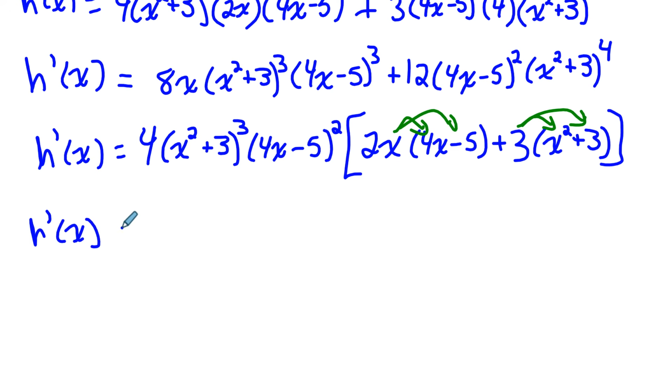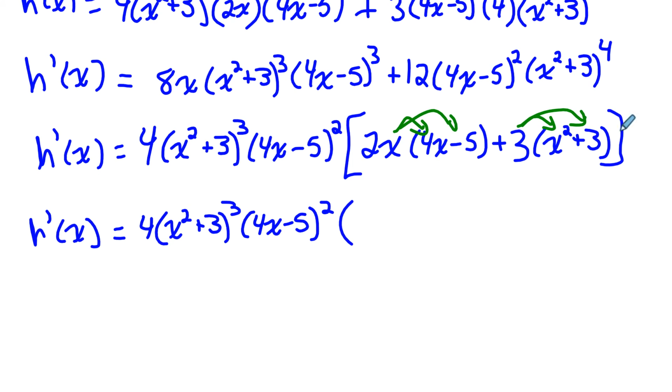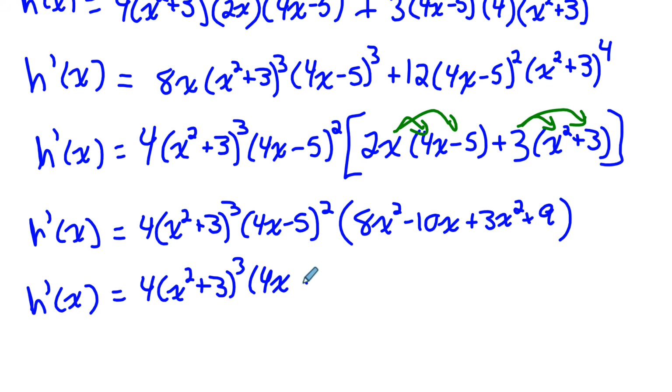So we'll keep the first 3 factors exactly as they are. And then inside the square brackets, I have 8x squared minus 10x plus 3x squared plus 9. And then my only like terms in here are an 8x squared and a 3x squared. That is 11x squared minus 10x plus 9. And then the only thing that you should check is check if this quadratic factors. So check if the discriminant b squared minus 4ac is a perfect square number. If it is, then it factors.